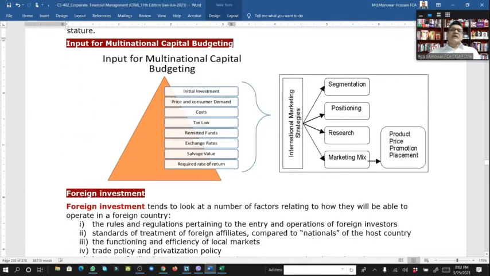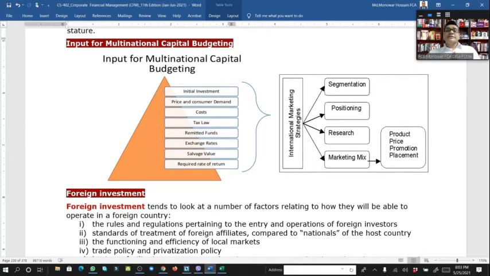And the impact of multinational capital budgeting. We know capital budgeting, but what is multinational capital budgeting? Multinational capital budgeting is this: within an umbrella, if you have different companies in different countries and you go for capital budgeting, it would be multinational capital budgeting, with different currencies, different environments, different situations. So that is the capital budgeting of a multinational.